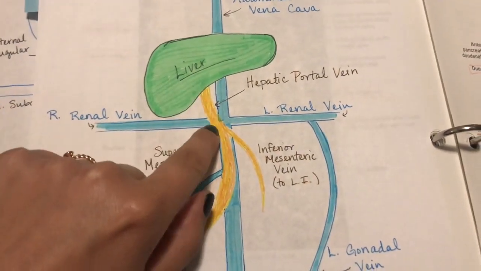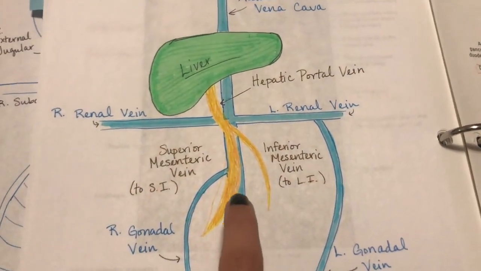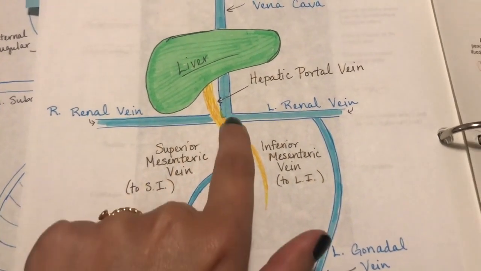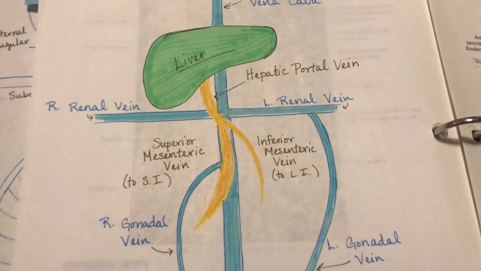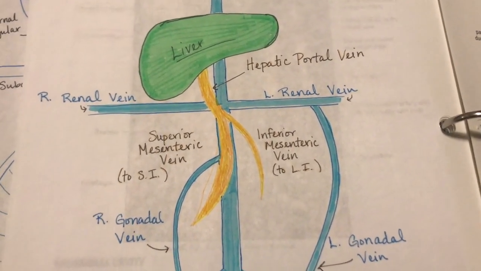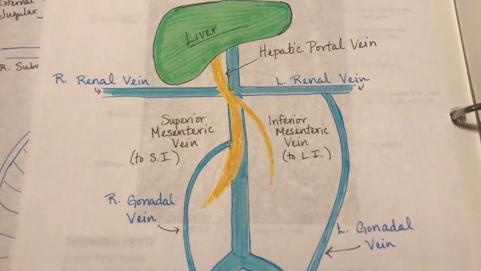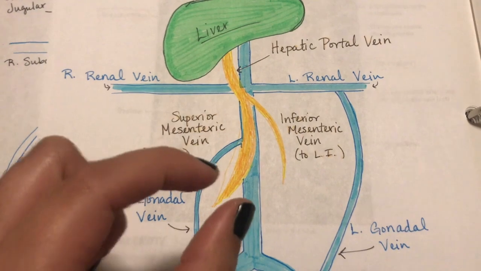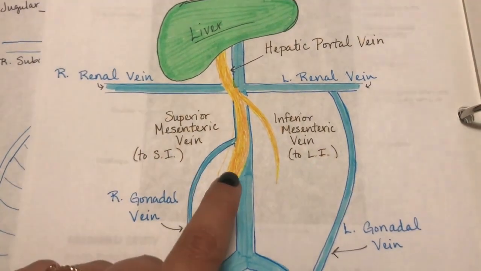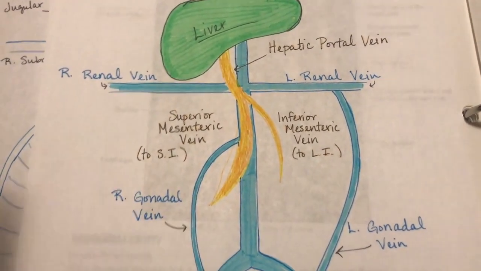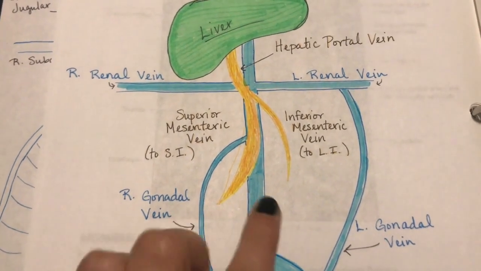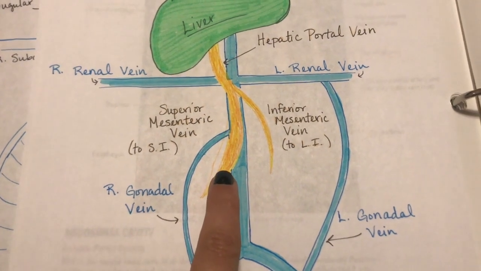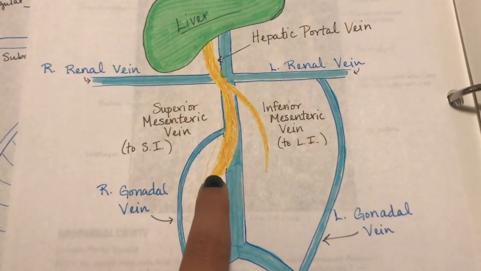But stemming from that, you have two other veins: your superior mesenteric vein, which is going to the small intestine, and your inferior mesenteric vein, which would be going to the large intestine. It kind of defies logic a little bit when you're first thinking about it, but this superior mesenteric vein is really thick and quite large, and that is because the small intestine stretches on and on and on, and it needs a very large vessel to be able to take all of the blood that's being drained out of those small intestine regions.